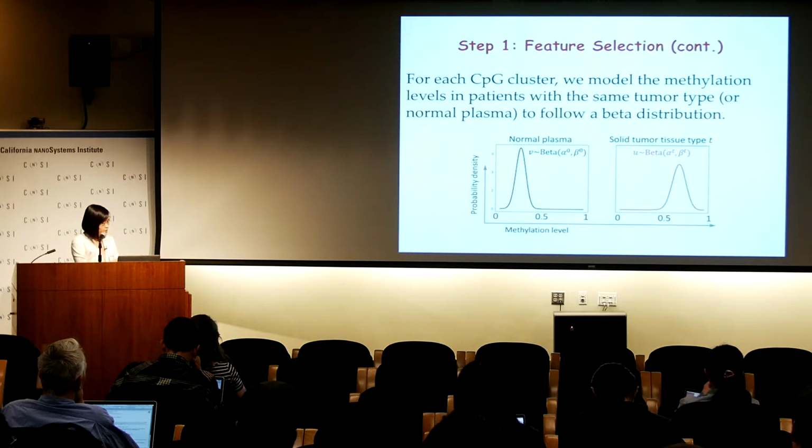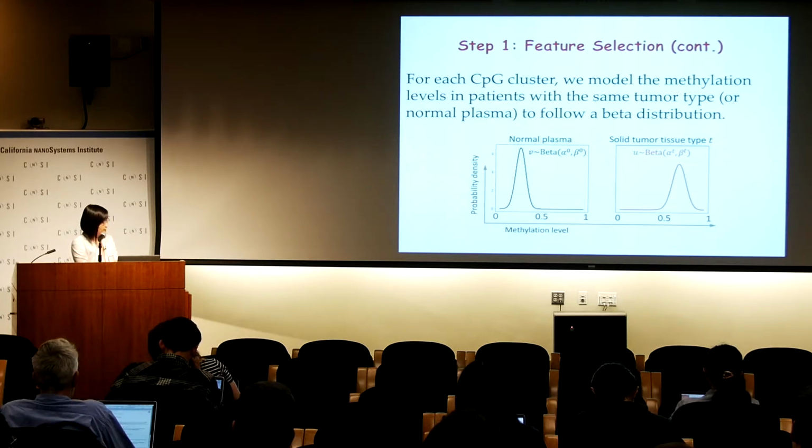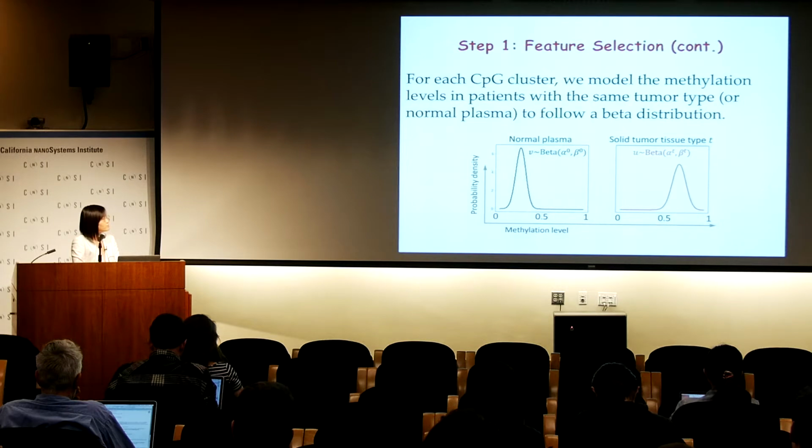So the beta distribution is determined by two parameters, alpha and beta. If alpha and beta are different, the beta distribution has a different shape. And you can see this is the normal plasma's beta distribution for a particular CpG site or CpG cluster's methylation value, and that is the distribution for the methylation levels for the solid tumor tissue, for tumor type T, for example.